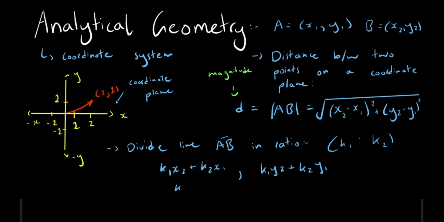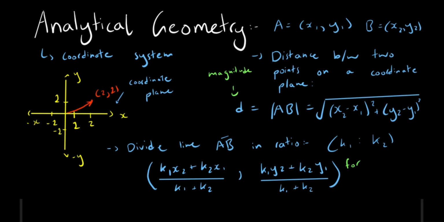तो उसका हमारे पास formula given है कि the first point जो कि मतलब the point that divides the line in that ratio will be given by k1 x2 plus k2 x1 over k1 plus k2. This is the x coordinate and the y coordinate is k1 y2 plus k2 y1 over k1 plus k2. This is the y coordinate.